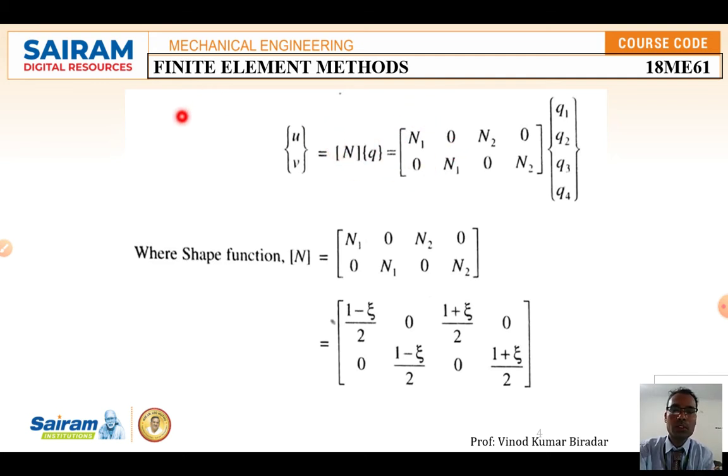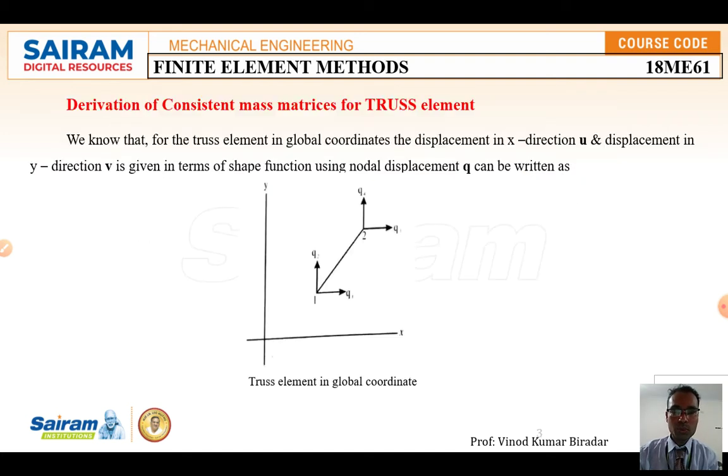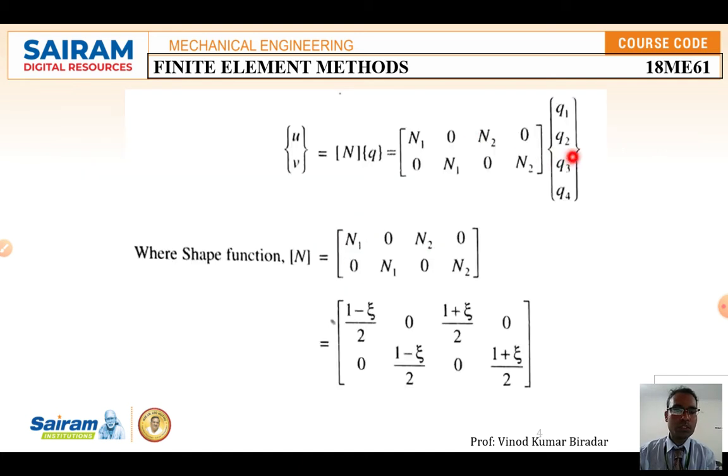Write down here: the displacement function for the truss element is u, v equal to N into q, where N is this shape function. Write down the q values, since there are only 2 nodes: q1, q2, q3, q4. Here q1 and q2 are related to node number 1, and q3 and q4 are related to node number 2.